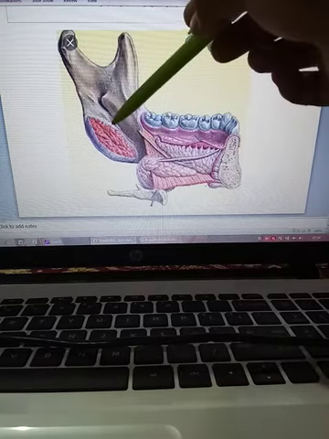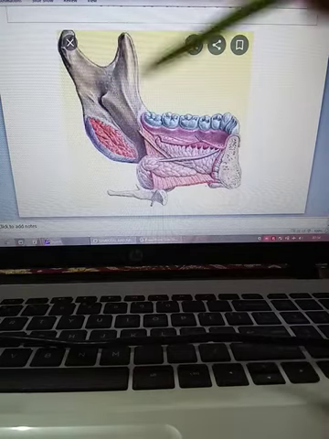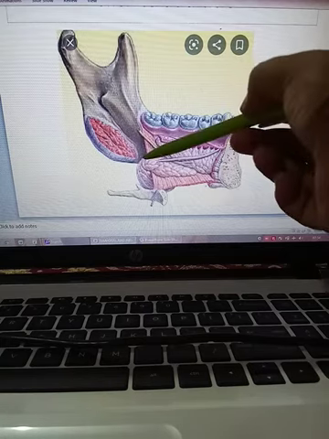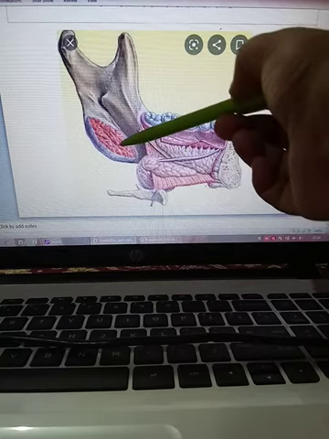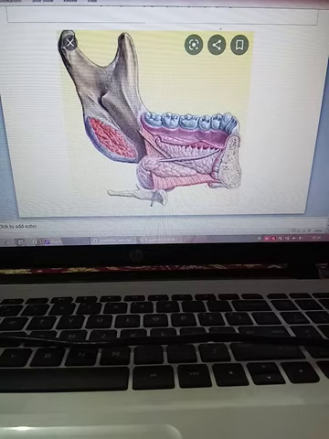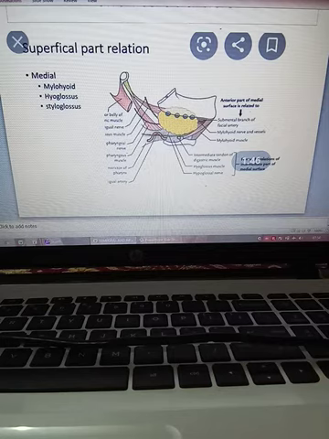Then you will be having, see this muscle, this is the insertion of the medial pterygoid, and you have the facial artery. You have three things in the relation of the lateral surface: the submandibular fossa here, the medial pterygoid insertion, and the facial artery. Then comes the relations of the medial part.